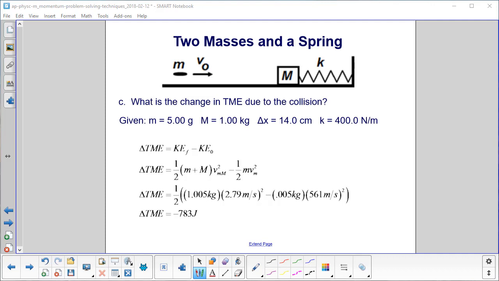What is the change in the total mechanical energy due to the collision? Now be careful how this is worded. You certainly have a kinetic energy here from the pellet moving, and then when it strikes, just due to the collision, we want to look and see what the velocity of the pellet block system is. And of course, after that, it will compress the spring, which will change the potential energy. But we want it just due to the collision itself. So the only change will be the kinetic energy.